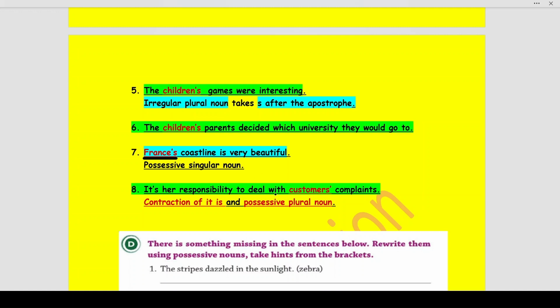Now, it's a responsibility to deal with customers' complaints. Now, customers is a plural noun which is ending in S. Therefore, we will just put an apostrophe after S and not follow it by another S. It is just customers apostrophe. Now, it's is the contraction of it is. Okay, this is how you will approach the question.